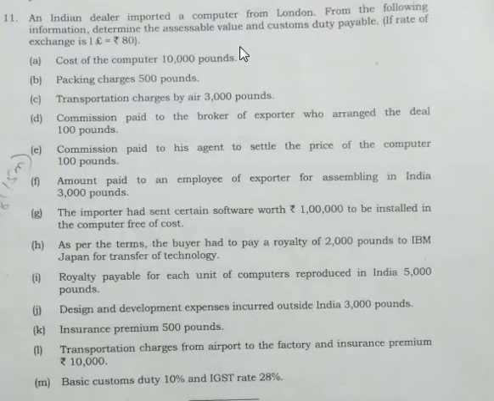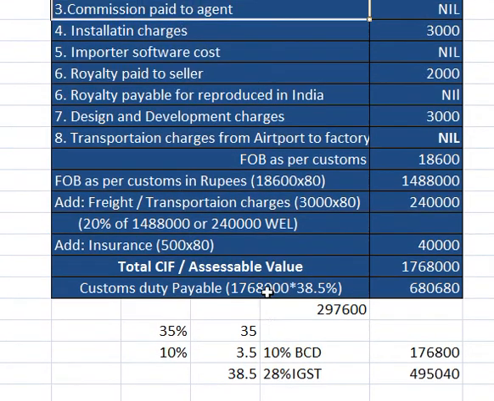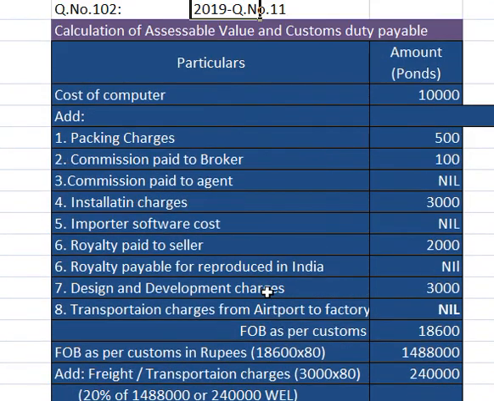The question is like this: you need to find the assessable value as well as the custom duty payable. So both the answers are here now. I hope this solution is clear to each one of you. This solution is based on which paper? Question paper 2018. Sorry, 2018, not 2019. It was repeated. This question is 2103 as per our record, and the paper is 2018, not 2019. So this was the answer for your question, right?